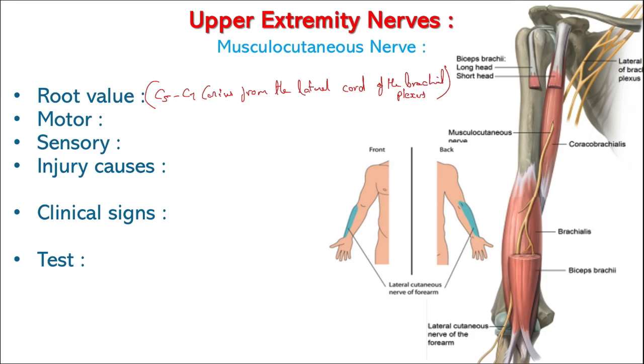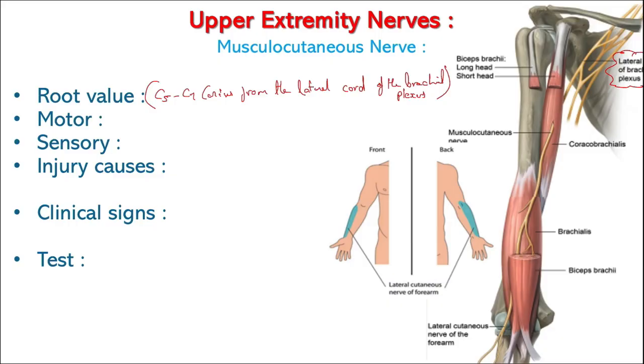Now we are discussing the musculocutaneous nerve. It originates from C5 to C7, from the lateral cord of the brachial plexus, and it comes through the coracobrachialis muscle, and it will go to the medial area of the elbow.